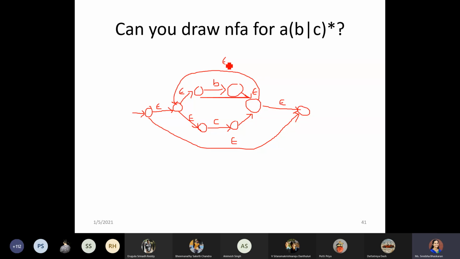Now the next priority comes to A. So A has to be attached to this. So we can have two states, initial state with respect to A, and this will be an epsilon. Okay, so this will become our final state. So the first is the initial state, and the last one will be our final state.